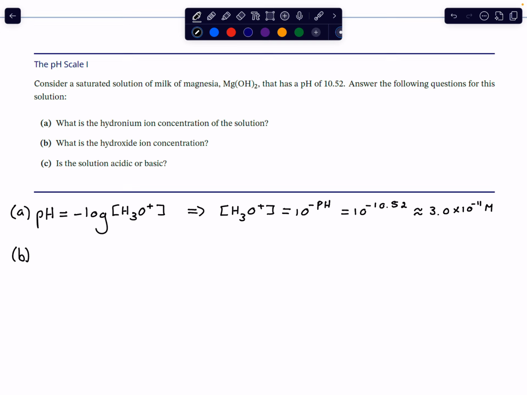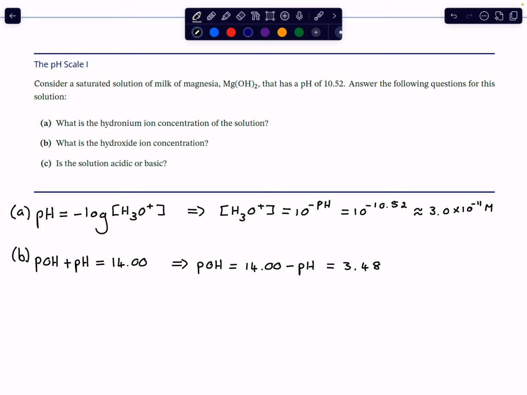B then says, what is the hydroxide ion concentration? Now I'm going to do this in two manners just to remind you of two different things. So the first thing is that we can remind ourselves that pOH plus pH must be equal to 14. That's according to our pH scale. So from that we can then get the pOH. Alright, pOH is equal to 14.00 minus the pH. pH in this case is 10.52. So that is 3.48.